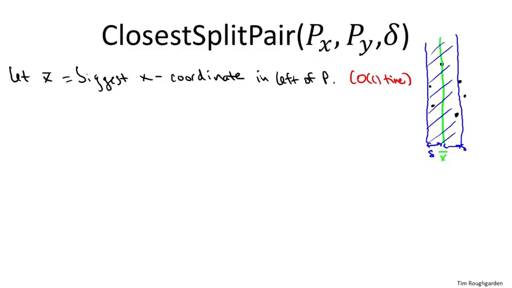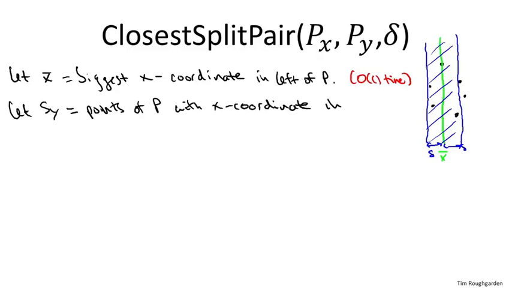So how do we use delta? Well, that's going to determine the width of our strip. The strip's going to have width 2 delta, and it's going to be centered around x bar. The first thing we're going to do is ignore forevermore points which do not lie in this vertical strip. So the rest of the algorithm will operate only on the subset of P, the points that lie in this strip, and we're going to keep track of them sorted by y-coordinate. The formal way to say that they lie in this strip is that they have x-coordinate in the interval with lower endpoint x bar minus delta and upper endpoint x bar plus delta.